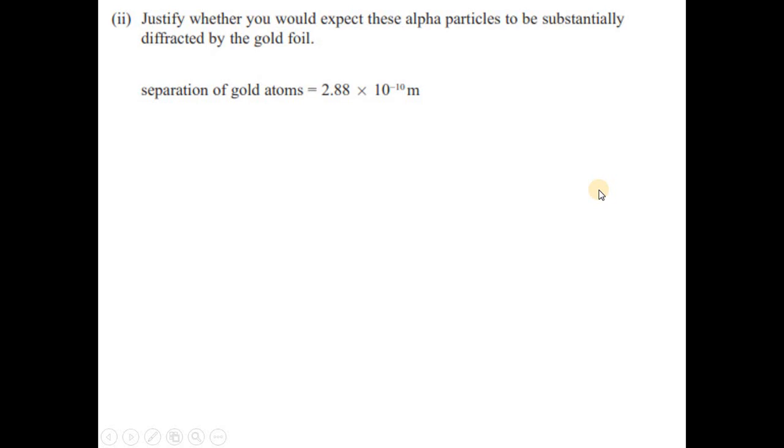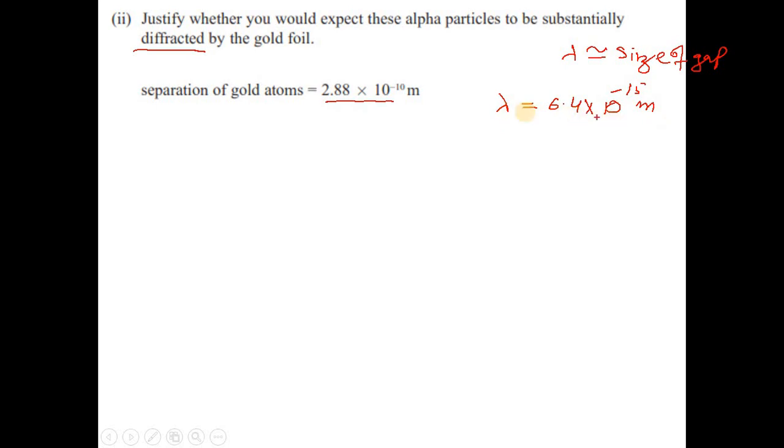To justify whether you expect these alpha particles to be substantially diffracted by the gold foil, remember, for substantial or maximum diffraction, we must have the wavelength approximately equal to the size of the gap or obstacle. If lambda is equal to the size of the gap, then we have diffraction. But the separation of the gold atoms is 2.88 times 10 to the power minus 10, and the wavelength that we found is 6.4 times 10 to the power minus 15 meter.